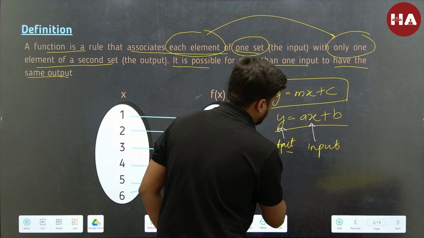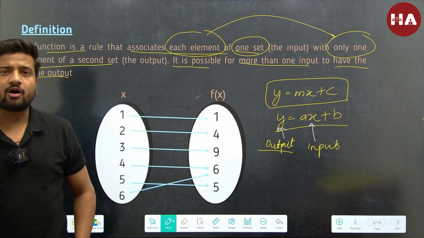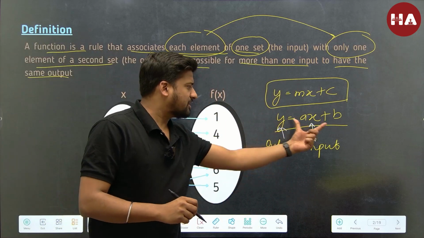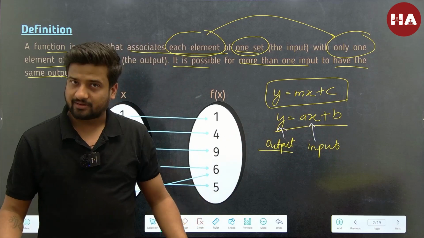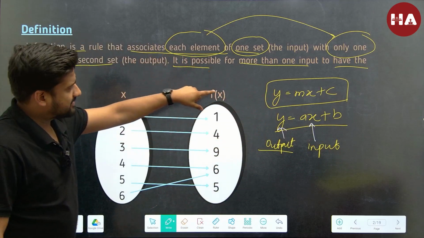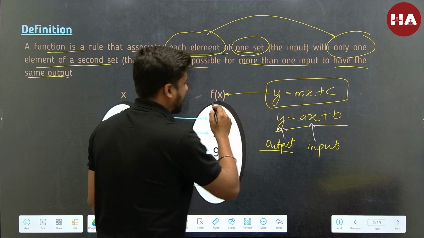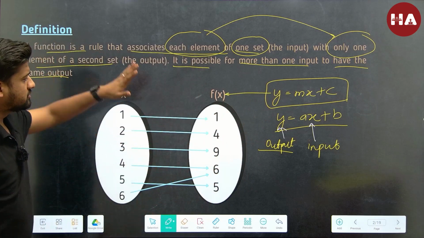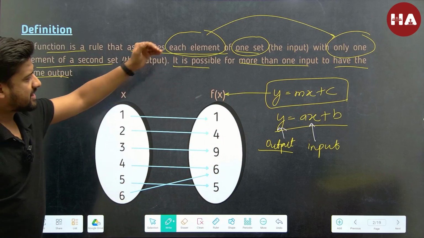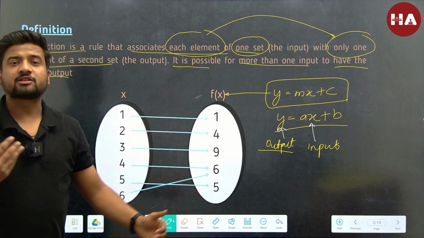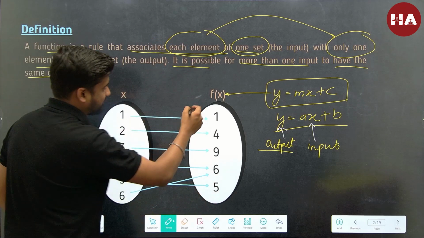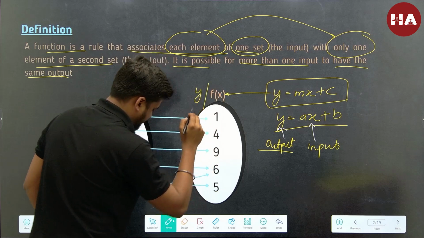Now why am I calling it an output? Because it is depending on the input values, right? So and this y is nothing but f of x. So these are the x values and these are the f(x) or the y values. We can even write y here, right?